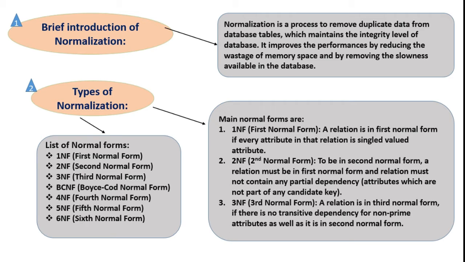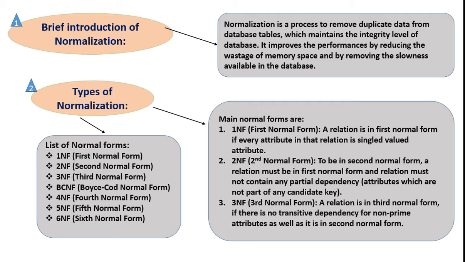So the first point is a brief introduction of normalization. Normalization is a process to remove duplicate data from database tables, which maintains the integrity level of the database. It improves the performance by reducing the wastage of memory space and by removing the slowness available in the database. Normalization is really important to establish in a database because it maintains the data integrity. Most of the organizations definitely use this process to stabilize their database.